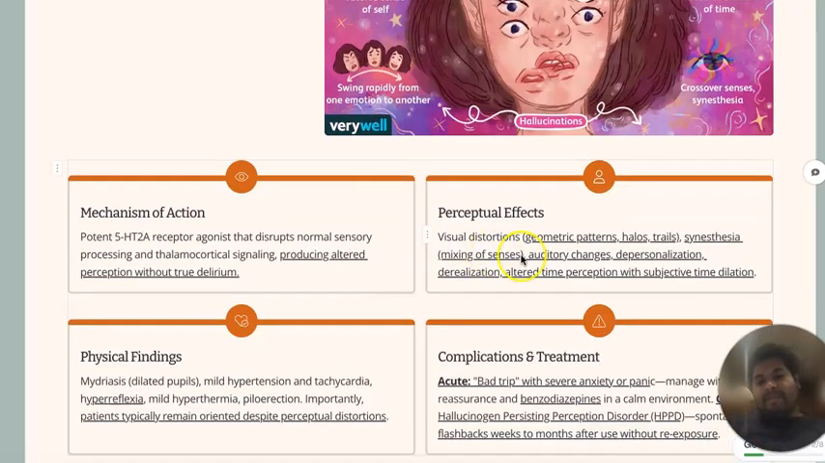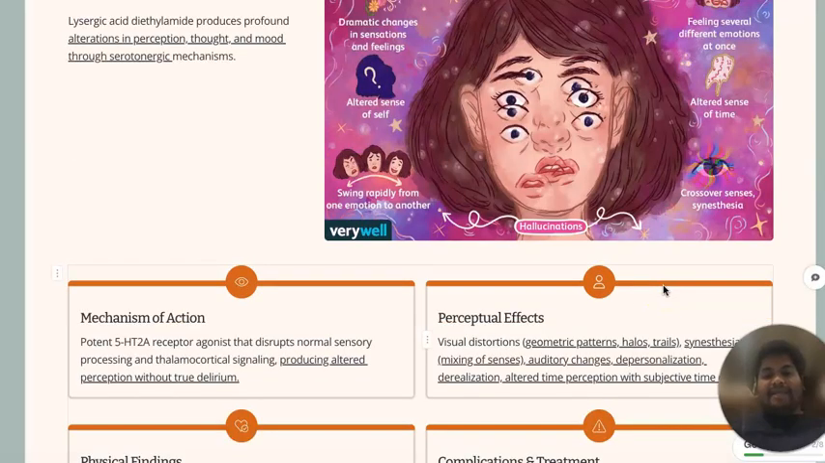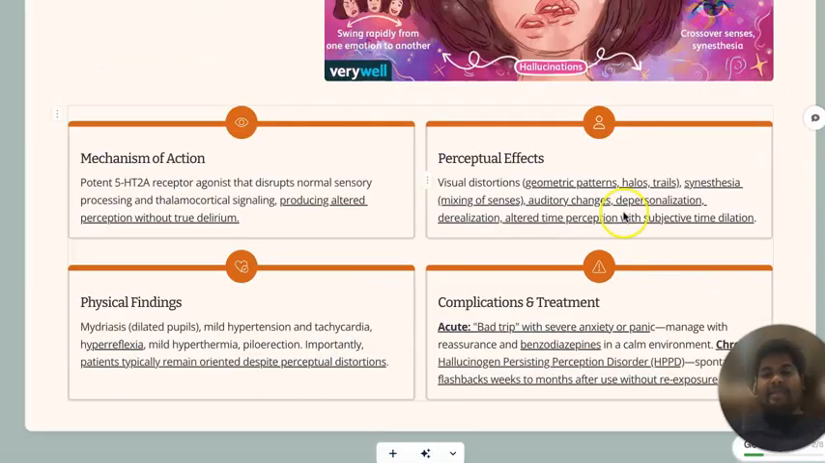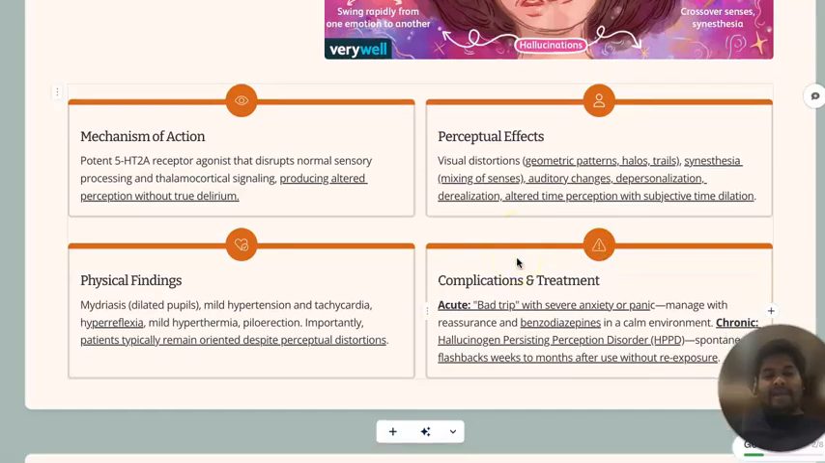So the perceptual effects are like visual distortion, there will be geometric patterns, halos or trails that are seen by the patient. He or she will experience synesthesia, that is mixing of the senses, or let's say crossover of the senses. Will feel auditory changes, depersonalization, derealization, altered time perception with subjective time dilation. So these are some of the clinical features of LSD.